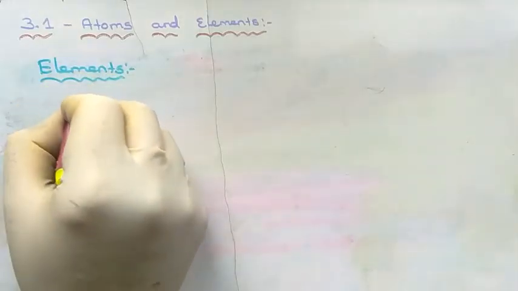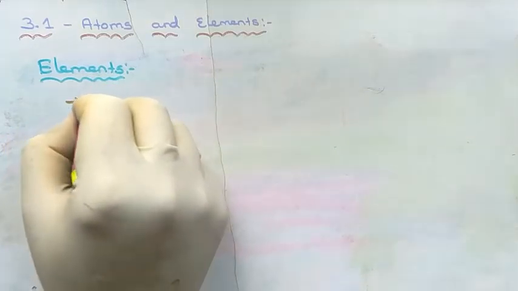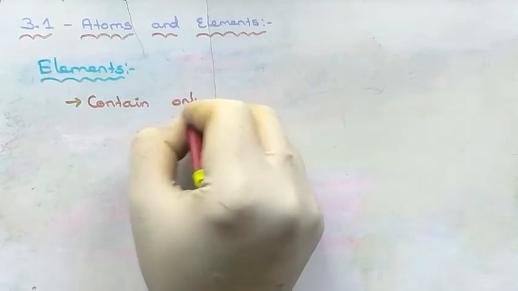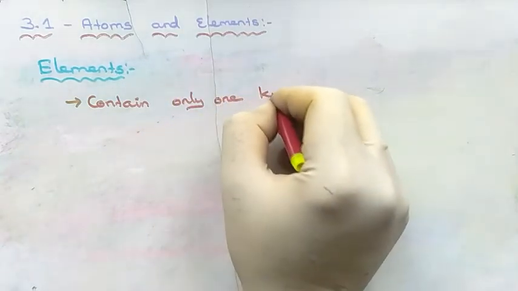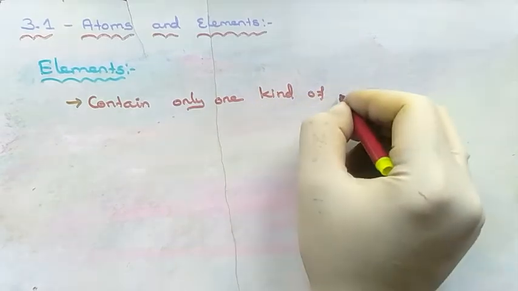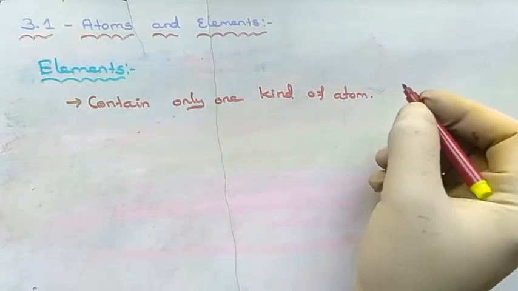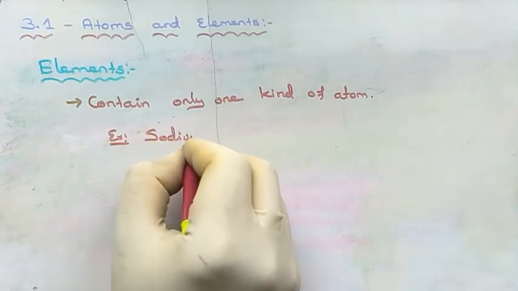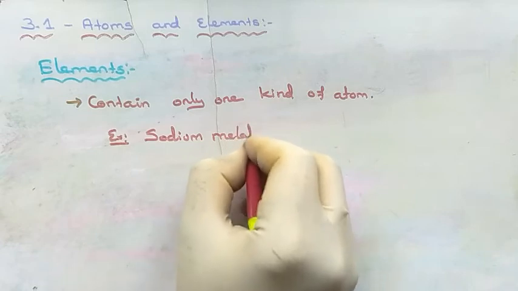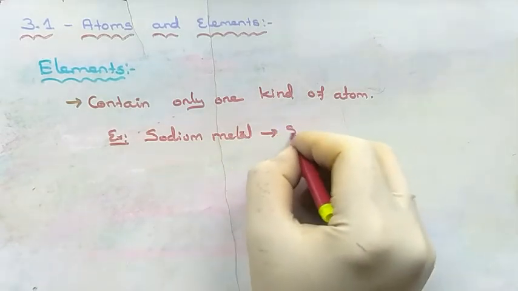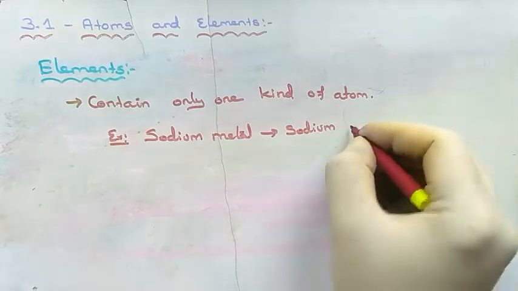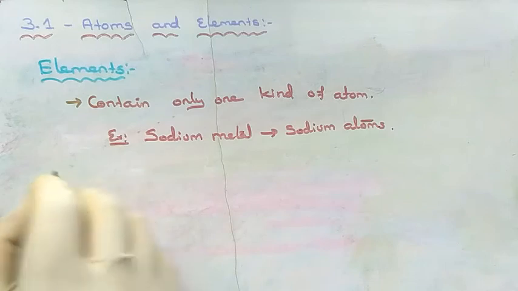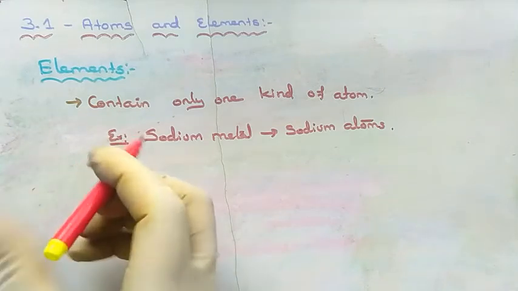Next, we are going to see about elements. Elements contain only one kind of atom. Let's see with an example. Sodium metal is made up of sodium atoms only, in which we cannot find any other kind of atoms. For example, you cannot find any carbon atom or hydrogen atom in sodium metal. So elements contain only one kind of atom.